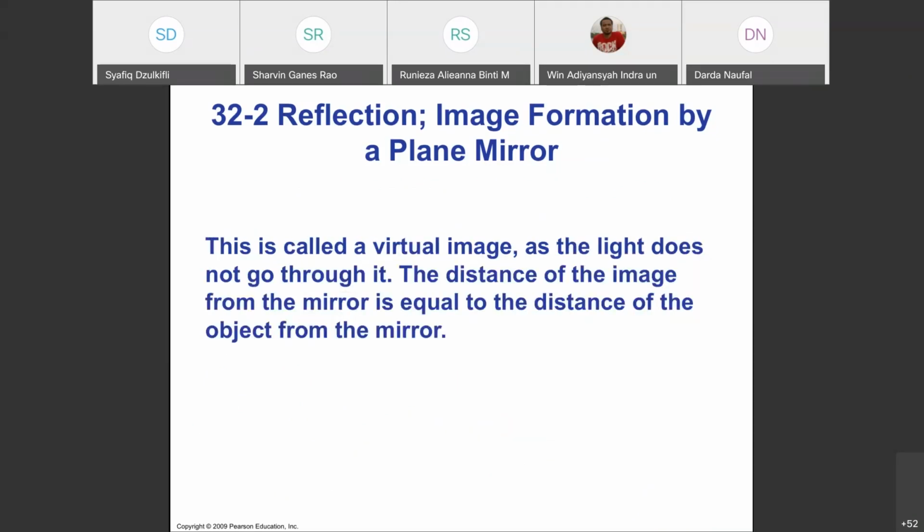So this is what they call a virtual image. As the light does not go through it, the distance of the image from the mirror is equal to the distance of the object from the mirror.